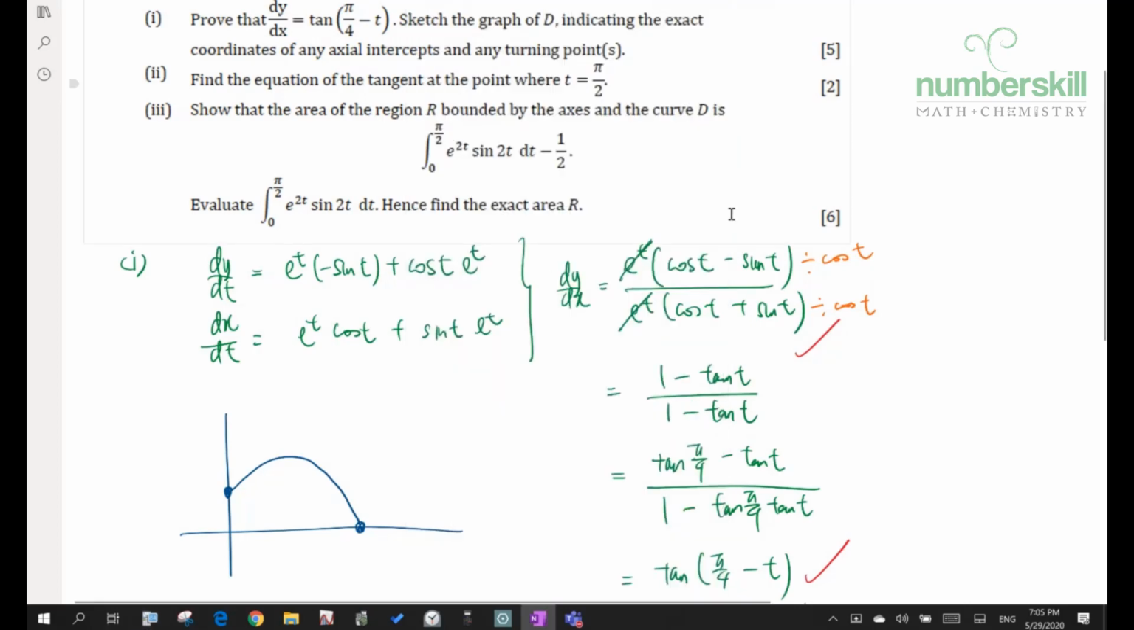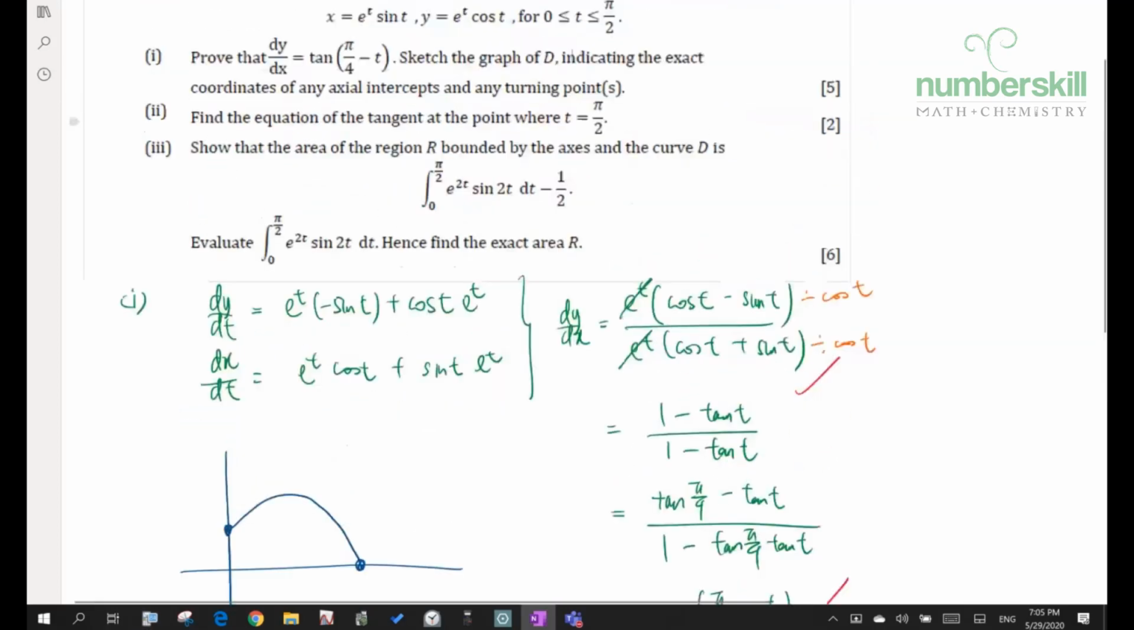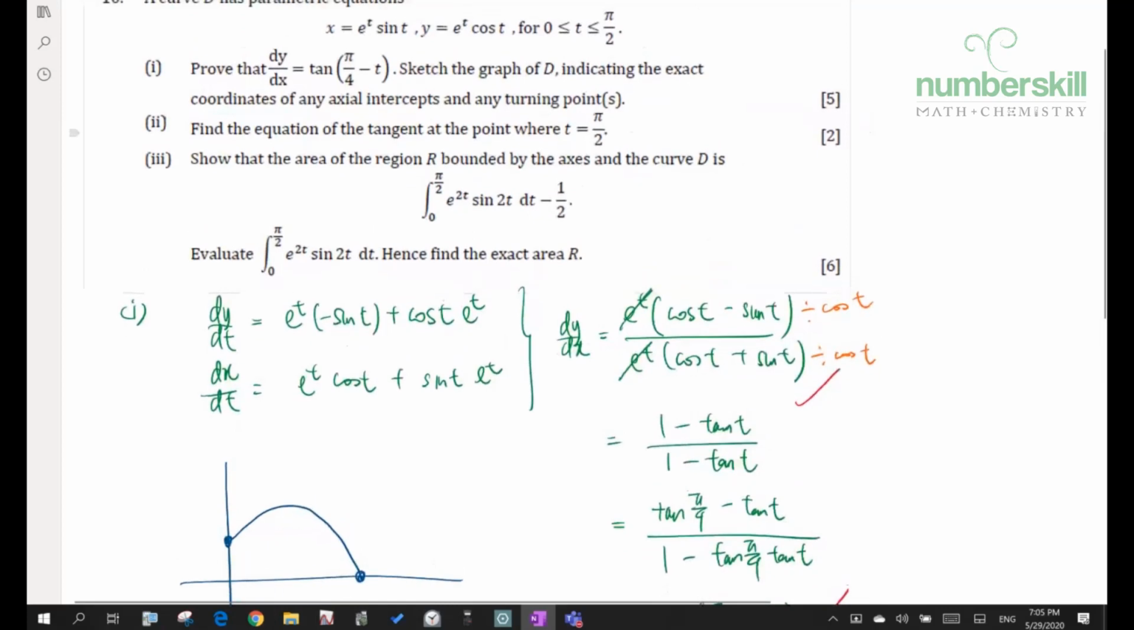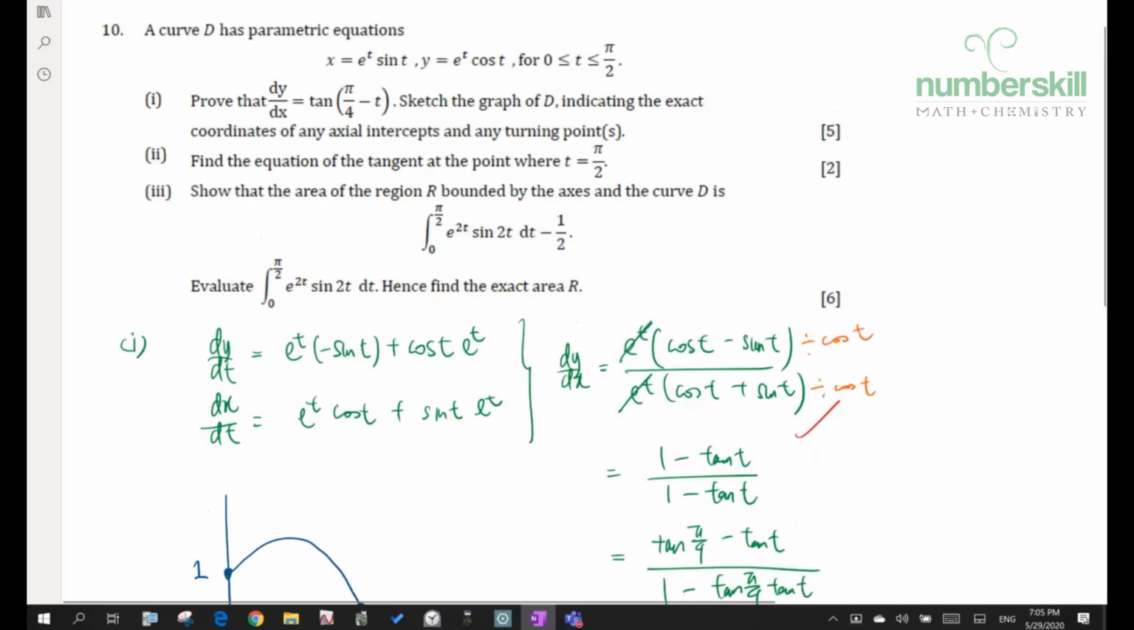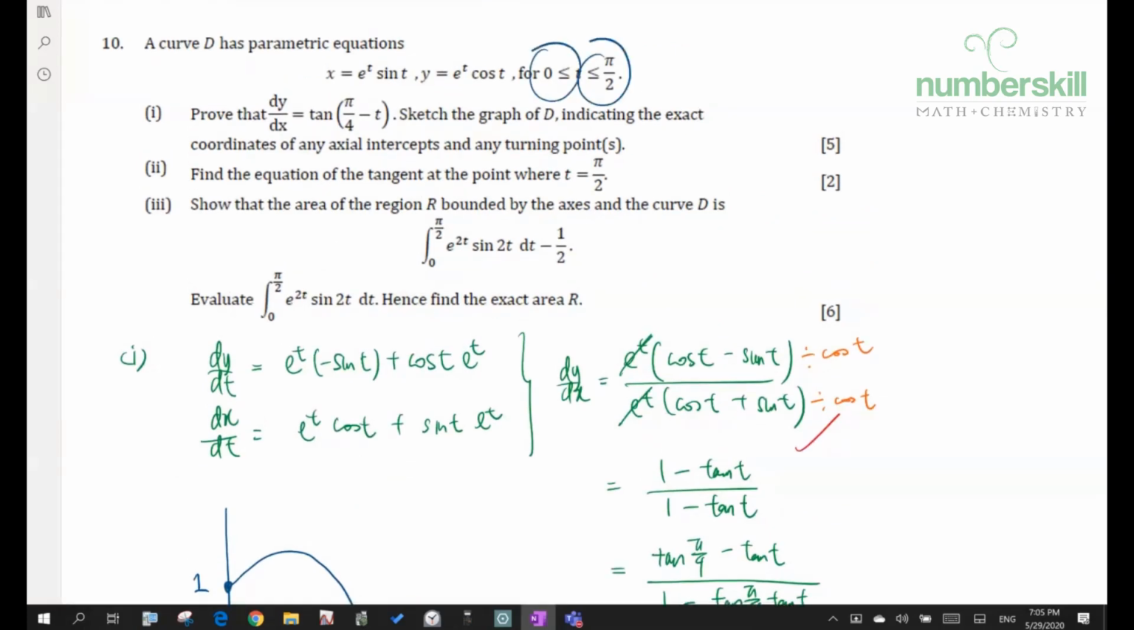Anyway, never mind. My point is you sub in t equal to 0. It's not hard to tell, right? When you sub in t equal to 0, you're going to get x equal to 0, so you're going to get this point called 1. Then you substitute in t equal to pi over 2. y will be equal to 0 because cosine pi over 2 is 0. Then you're going to get e pi over 2. So that's your x-intercept, and this is inclusive because your t is going to be equal to this, and it's going to equal to this.